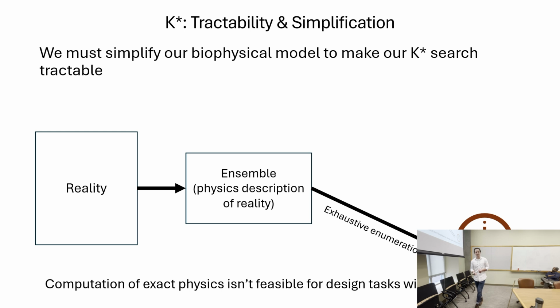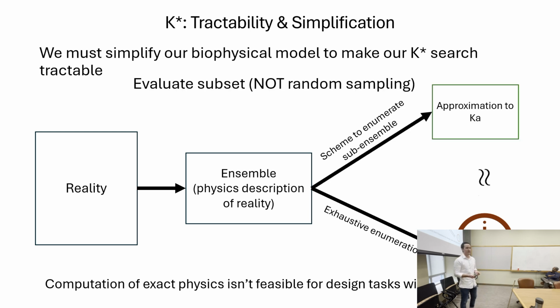So instead of doing this, I propose that we have some sort of scheme to systematically sample a sub-ensemble from this ensemble that we built, which would be some sort of approximation to Ka. Note that when I say this, I'm not talking about some sort of stochastic sampling. We actually have a way to do this, which I'll talk about in depth later, so we actually have some guarantees about our search.